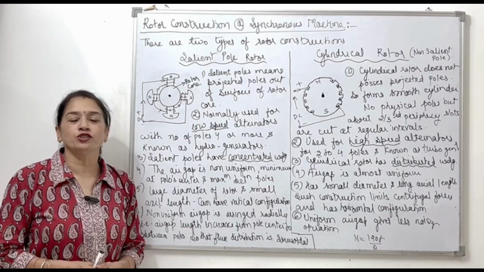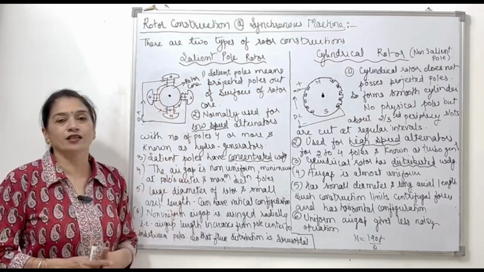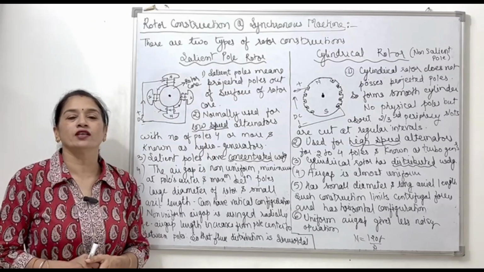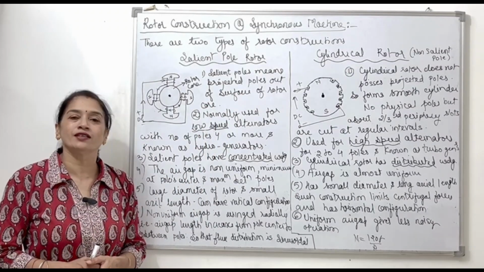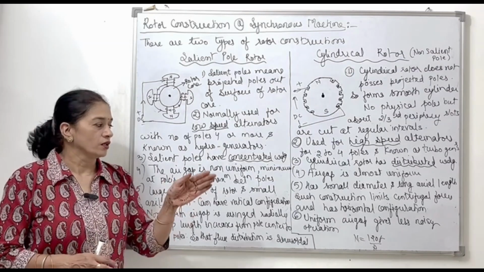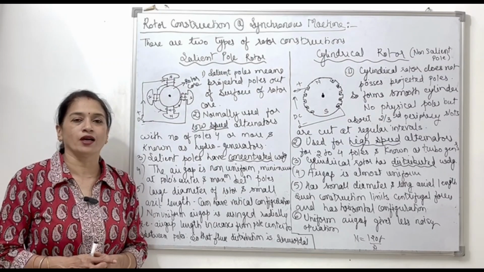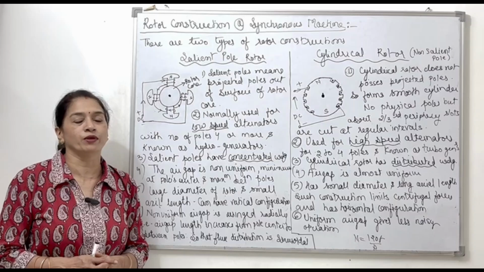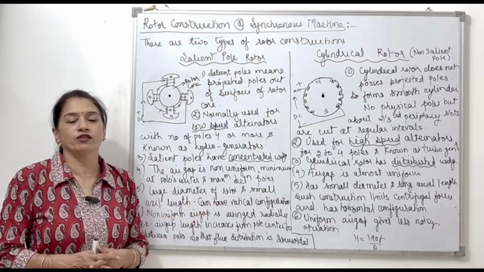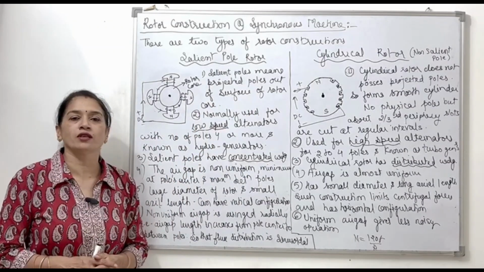Today I am going to teach you the difference between the two types of rotor constructions, that is salient pole rotor construction and non-salient pole rotor construction. Non-salient pole rotor construction is nothing but cylindrical rotor construction. This part I am taking under synchronous machine construction, and one video I have already published regarding stator and stator frame. The next step I am going with rotor construction.